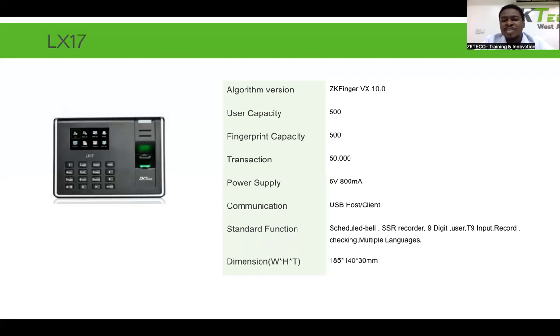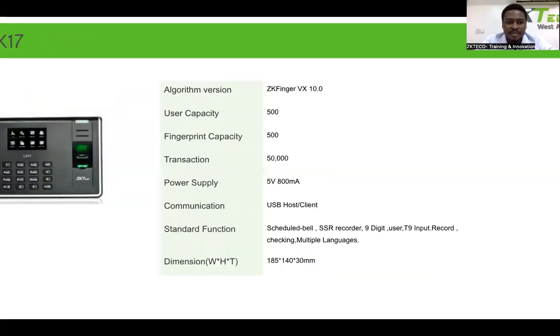You can see the transaction capacity is 50,000. You should know that this device is a low-end device and can only be used in cases where attendance generation is not that cumbersome. So this is where you use the device. And in cases where you don't want to make use of software, you can make use of the LX17 device.